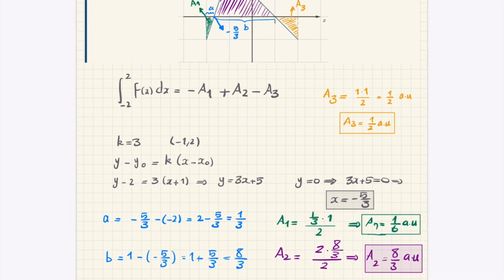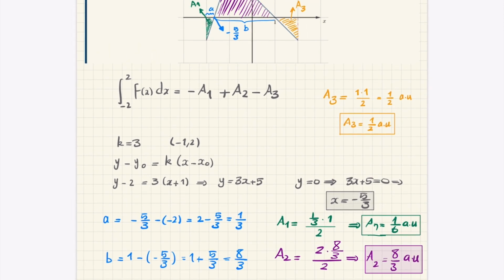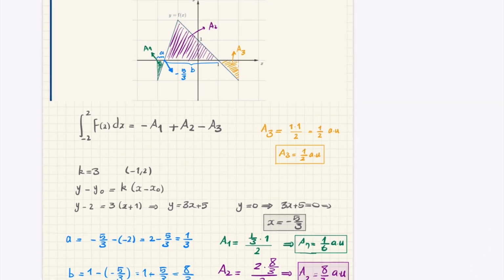Okay, now everything is ready, so I put this in this formula and I get my integral. The integral from -2 to 2 of f of x dx is equal to minus area number 1, which is -1/6, plus area number 2, which is 8/3, and minus area number 3, which is 1/2. So I can take the denominator to be 6. It becomes -1 plus 16 minus 3, and then it becomes 12. Is that right? Yes, it becomes 2. Okay, so the answer, if I haven't made any mistakes, is equal to 2.